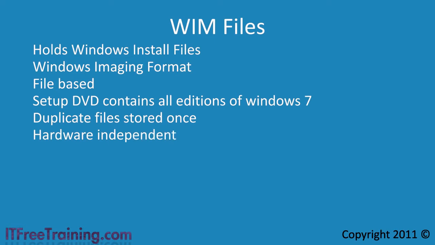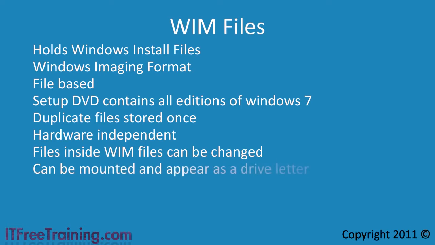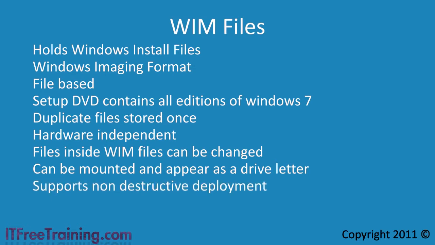You can customize your Windows install any way you want, capture the changes, and then deploy them on a different system. The files can even be changed after they have been created and even mounted as a drive letter under Windows Explorer. If you want to add additional files or updates, it is easy to do. Lastly, when you deploy a WIM file, it can be done in a non-destructive way. This means that when you deploy an image onto any existing hard disk, any files that already exist on the hard disk will not be overwritten.